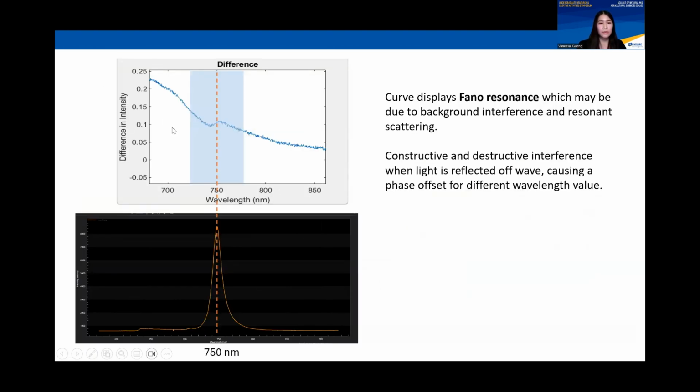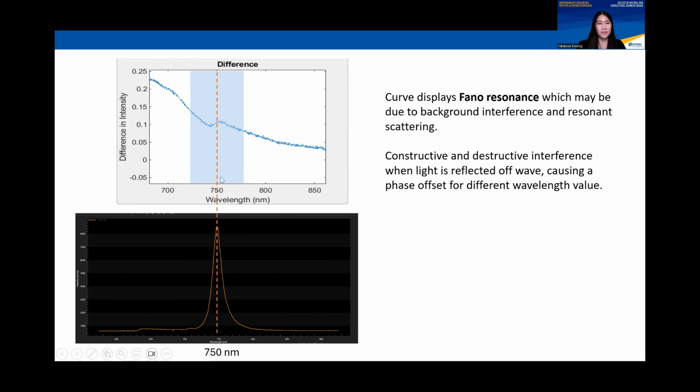And so from those 3 plots of data, we could calculate the actual signal, which we take away the background data and see the difference between the actual signal and the reference. And this down and up behavior is called photoresonance, which is due to background interference and resonance scattering. This is because when white light is shined onto the WSe₂, light is reflected off the wave, causing a phase offset for the different wavelength values.